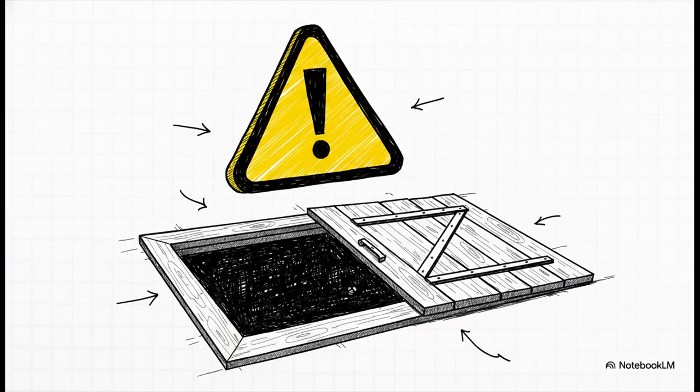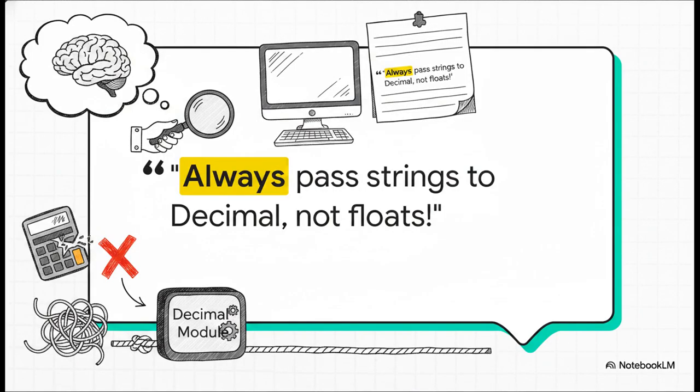But wait, before you rush off to rewrite your entire codebase with the decimal module, I have to warn you about a massive trapdoor. It's easily the number 1 mistake developers make with this module. Burn this golden rule into your brain. Always pass strings to decimal, not floats. Seriously, if you pass a raw float in there, you have lost the battle before it even starts.